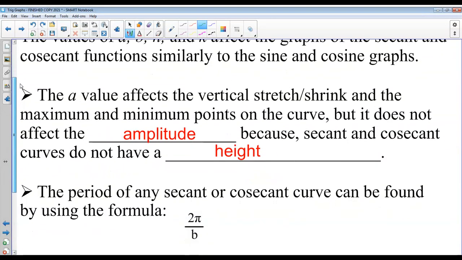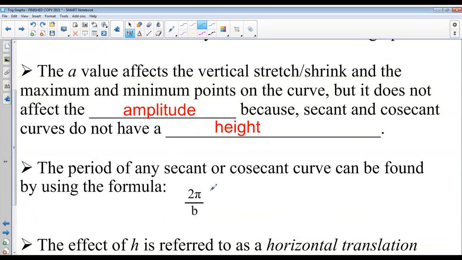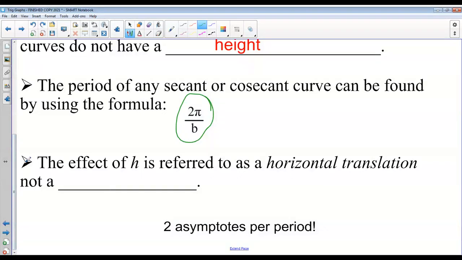When that frequency is not 1, we can still use 2 pi over b to find our period. So that hasn't changed. And then the h isn't a phase shift, because this graph isn't really cyclical. It does repeat itself, but it doesn't pick up and leave off over and over again in the same manner. So just picky vocabulary there. We just think of this as a horizontal translation and not a phase shift.